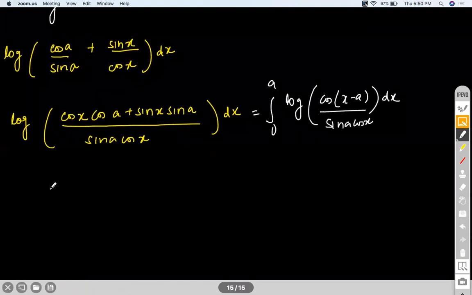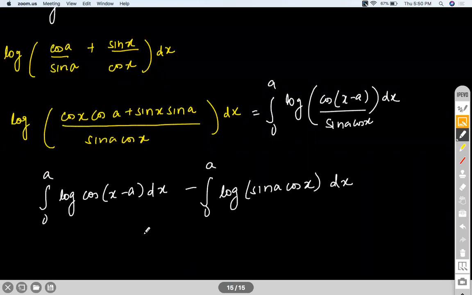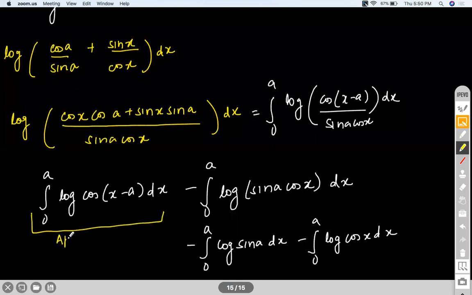Okay, if you split this up as two separate terms, that is log of cos of x minus A, and minus log of sine A cos x. You can split this further as 0 to A log of sine A and 0 to A log of cos x. Now on the first one over here, you apply King's property.